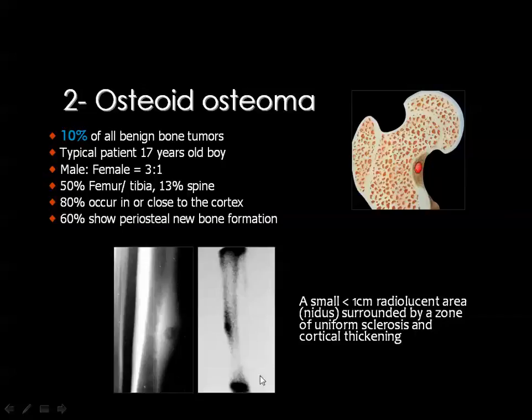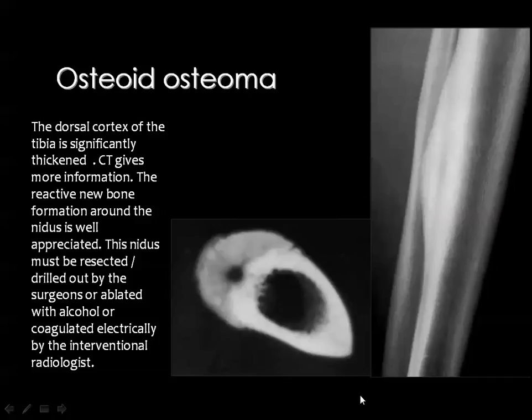And whenever this lesion is in the cortex, it will initiate an extensive periosteal reaction, and this periosteal reaction may mask the tumor itself, which is formed of radiolucent non-calcified bone. Then this lesion is metabolically active, and whenever you do a bone scan, you see a very strong uptake. This is an osteoid osteoma in the tibia, and you cannot see the tumor because of the extensive periosteal reaction masking the tumor itself.